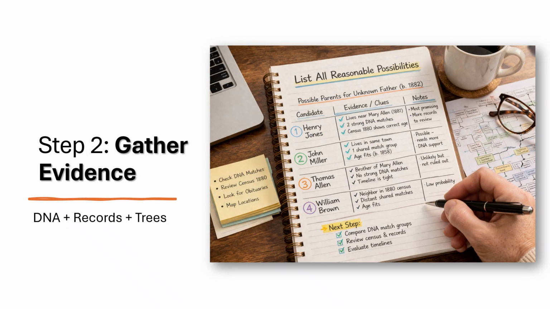Once you have your question, the next step is to gather your evidence. This includes your DNA matches, your shared match lists, family trees, and any traditional records you've already collected. At this stage, your goal is not to decide what's correct. It's simply to collect and organize what you have. Think of this as laying everything out on the table so you can see the full picture. The more clearly you can see your information, the easier it will be to work with in the next steps.